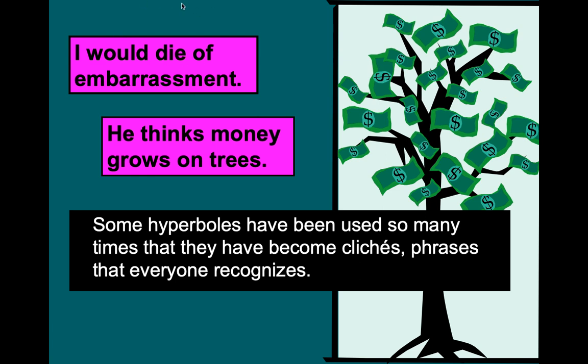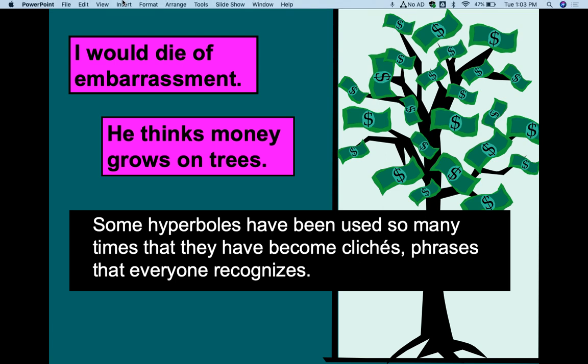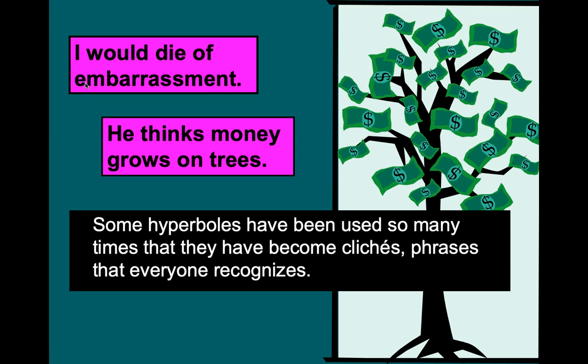Here's another one. He thinks money grows on trees. This is one my mama and daddy used to always say to me: "Oh, you must think money grows on trees." We all know money doesn't literally grow on trees, but that's just a saying, an exaggeration, to say that you must think it's easy to just get money, that it's something easily attained. Those are examples of hyperboles because they are exaggerating something.